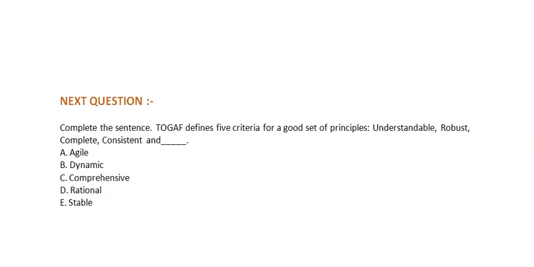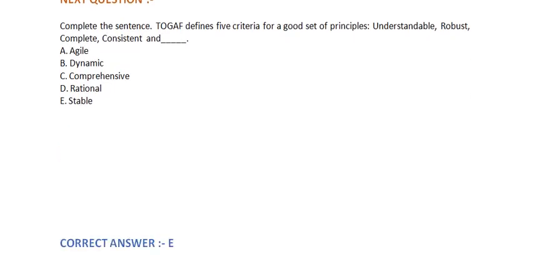Next question is, complete the sentence. TOGAF defines 5 criteria for a good set of principles: understandable, robust, complete, consistent, and blank. Option A, agile. Option B, dynamic. Option C, comprehensive. Option D, rational. And option E, stable. The correct answer is option E.